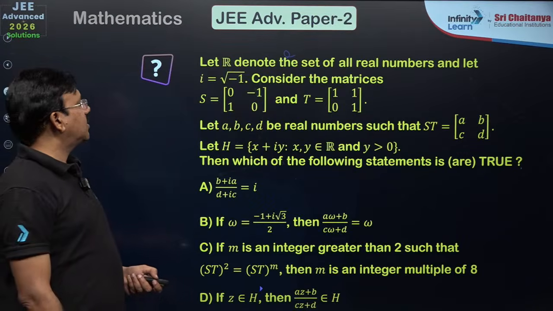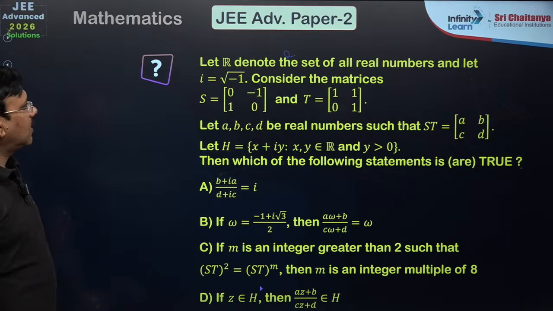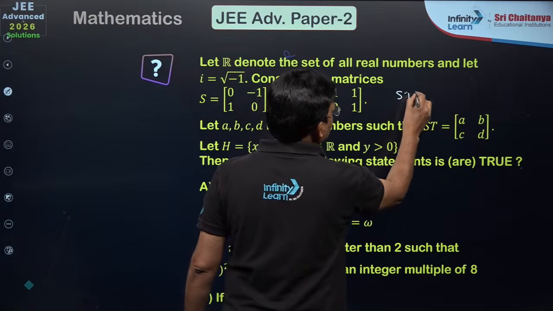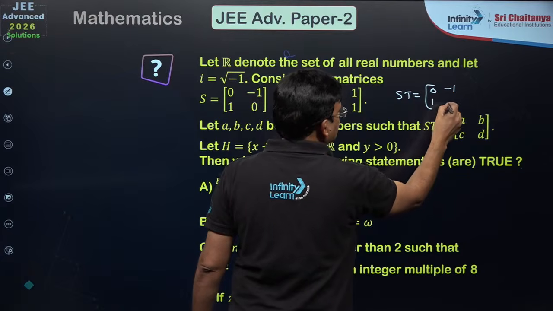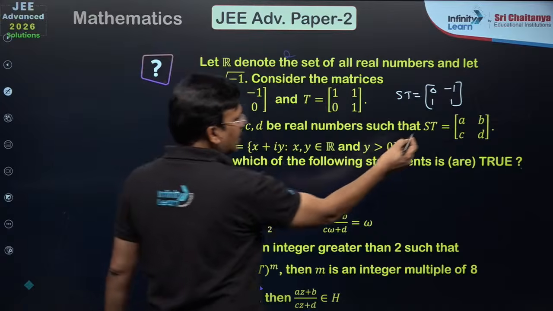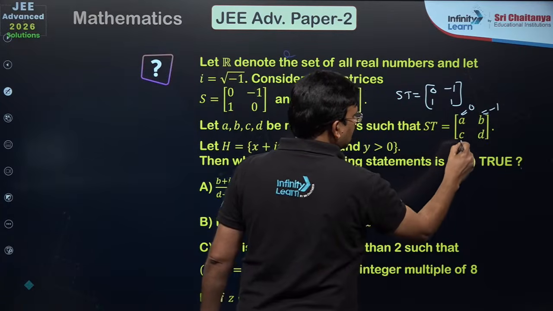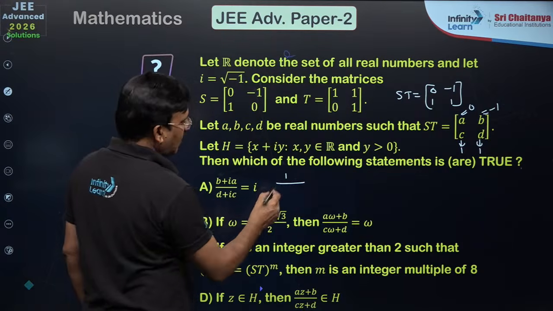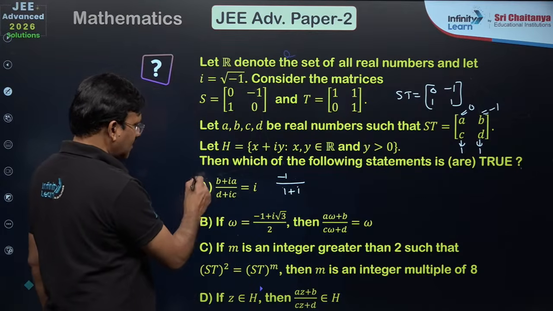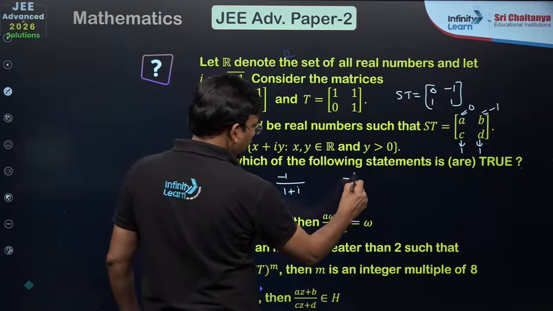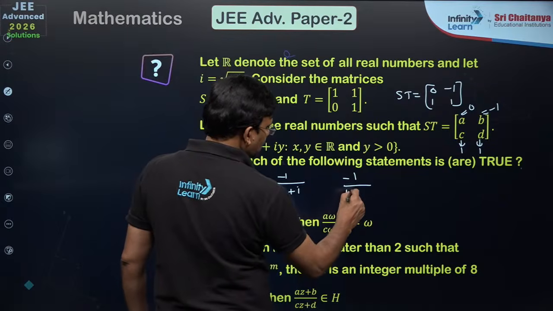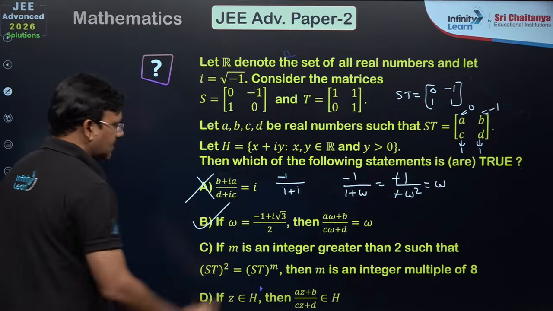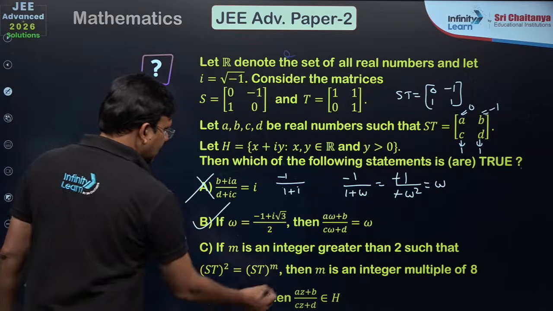The next, you see this question: R denotes the set of all real numbers, let I be this. This question is quite interesting. If you just find ST, you will get ST to be 0, minus 1, 1, 1. That means A is 0, B is minus 1, C is 1, D is 1. Now, he is simply substituting here A 0, B is minus 1, and 1 plus i. You just simplify, it is not i. Whereas with A 0, B minus 1, C, D equal to 1, it means 1 plus omega. Here 1 plus omega is minus omega square, and 1 by omega square is omega. B is correct.